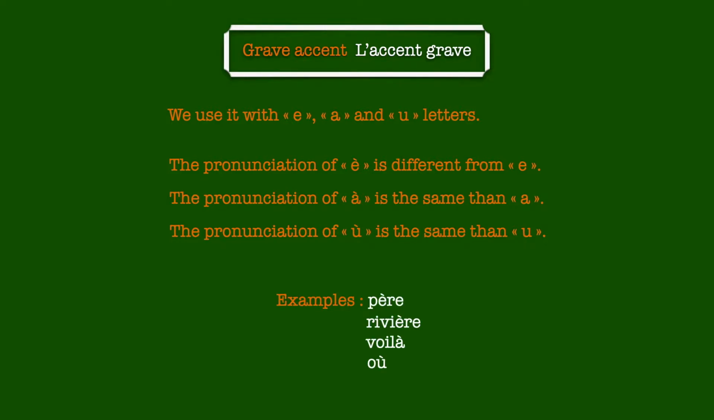Now, you can hear 4 examples with the grave accent. Père. Rivière. Voilà. Où.